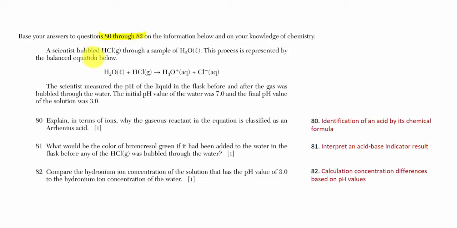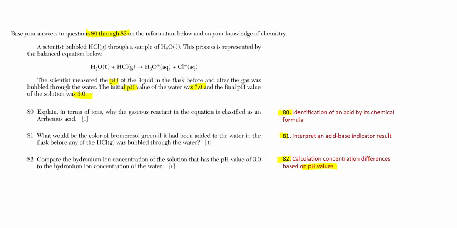And question set 80 to 82. Based on the following, a scientist bubbled hydrochloric acid through a sample of water. This process is represented by the balanced equation shown here. The scientist measured the pH of the liquid in the flask before and after the gas was bubbled through. The initial pH was 7, and the final pH was 3. Three things we're asked to do here. We're going to have to identify the acid based on its chemical formula, interpret acid and base indicator results, and also calculate the concentration difference based on pH values. Let's go to question 80.